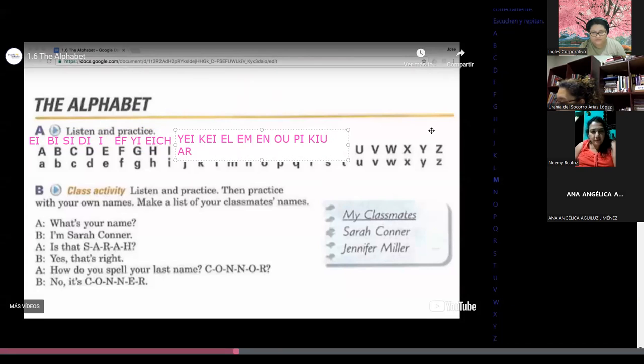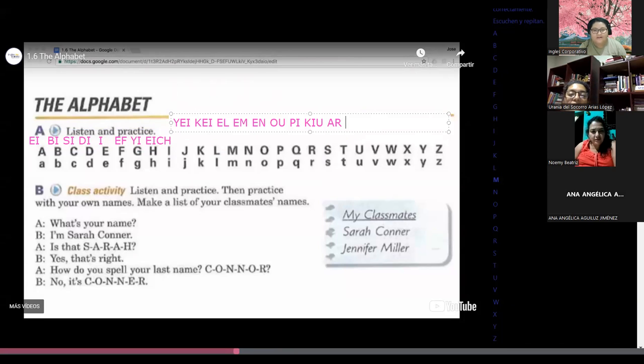No, no las logré poner tal cual, pero creo que me van entendiendo cuáles son, yes. R, S, T, U, V, W, X, Y, Z. En ese vamos a pronunciar como que fuera el sonido de la abejita, right? Z. Okay. So now let's check.